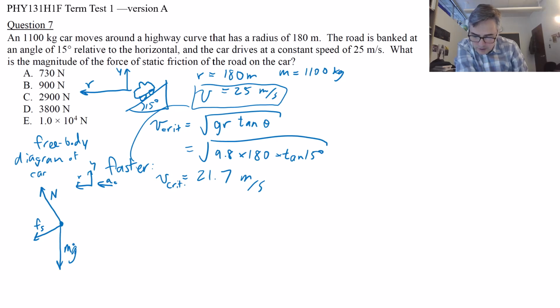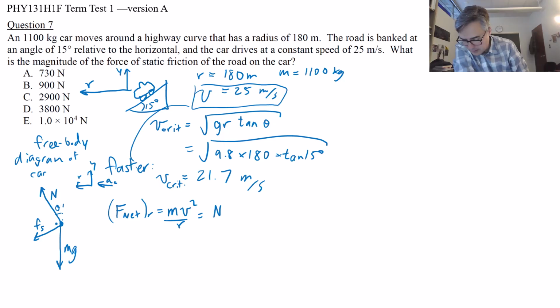Okay. What is the magnitude of the force of static friction? So you're trying to find static friction there. So I would say that F net in the r direction, this mv squared over r, is going to be n times, again, there's your theta there, there's your theta there. It'll be n sine theta, I don't know n unfortunately, plus fs cos theta.